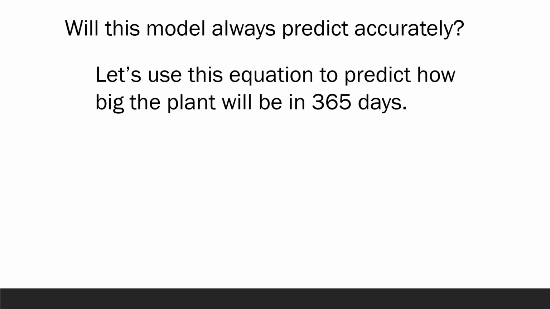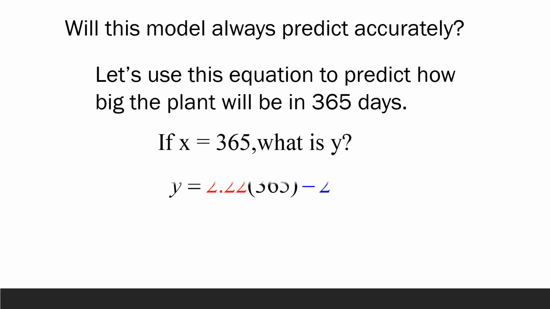So will this model always predict accurately? Well, let's use this equation to predict how big the plant will be in 365 days, in 1 year. So if x is 365, what is y? I can certainly calculate that. I can just plug in 365 for x, and I'll get 808.3 millimeters, which is about 31 inches. So that seems to make sense.